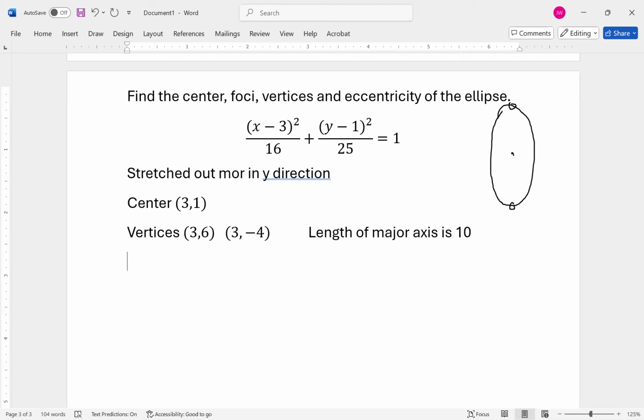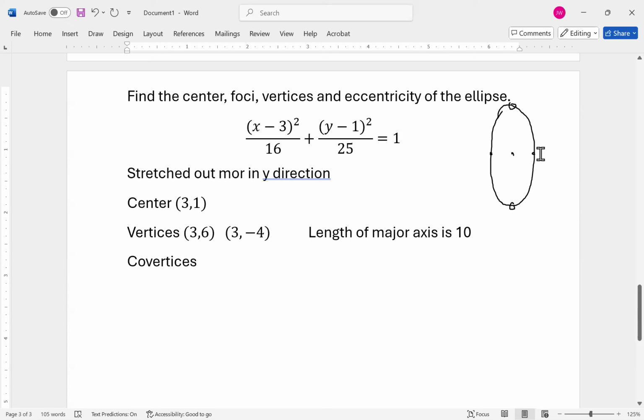Now, some people call the minor axis endpoints vertices as well. I tend to call these co-vertices. I think that's a little bit easier to deal with. It's not that it's hard to understand, but it's nice having that distinction anyways. So I'm going to call them co-vertices.